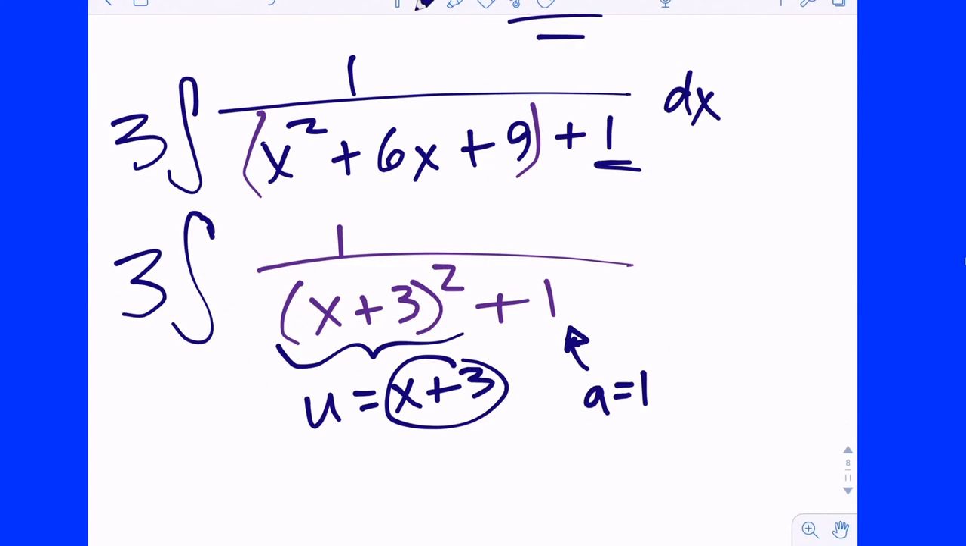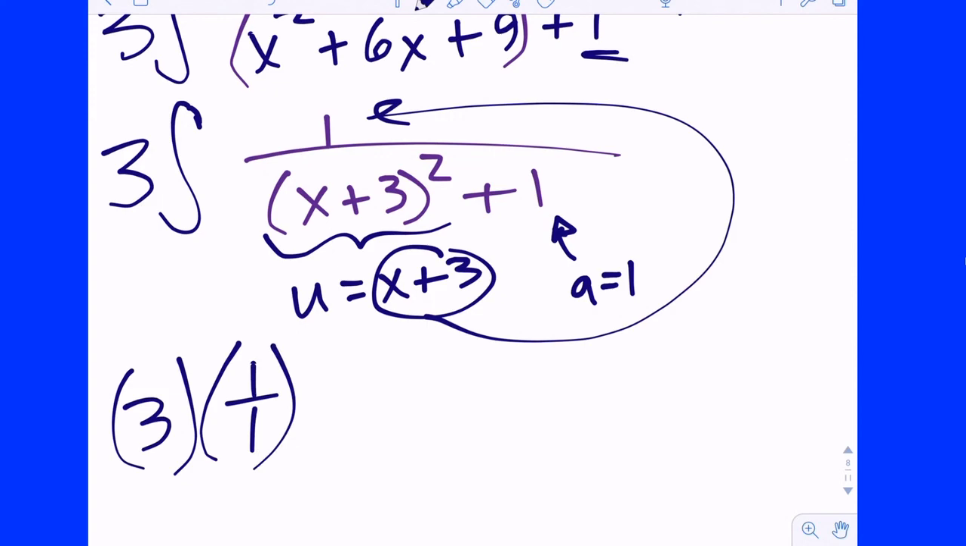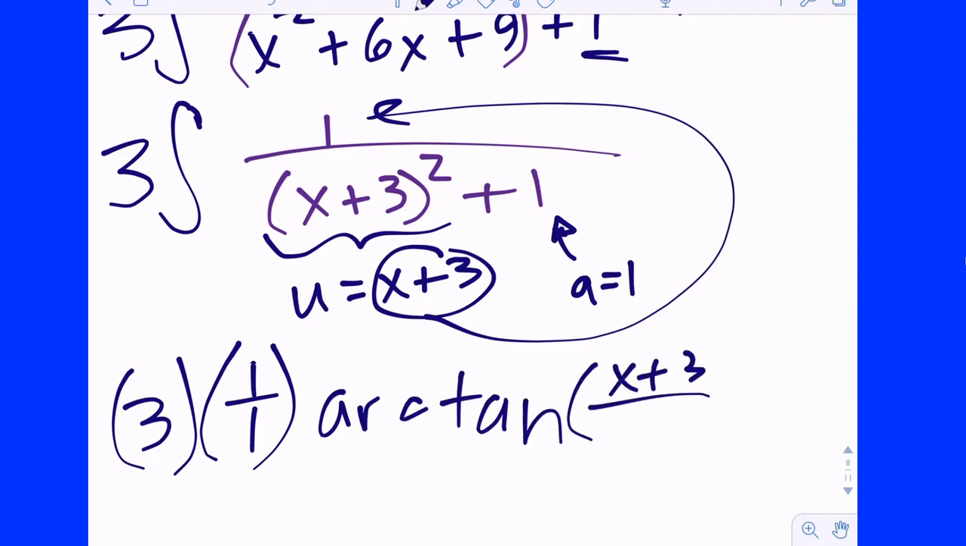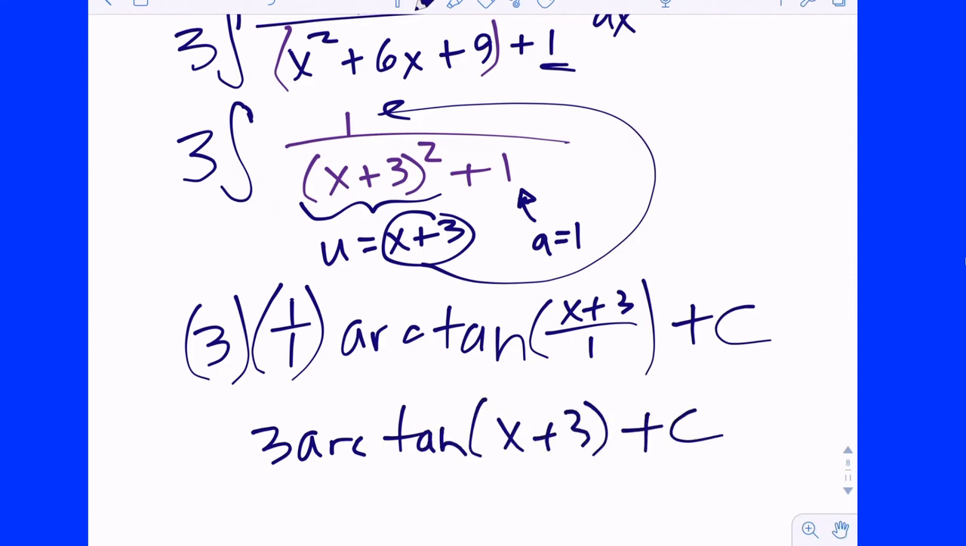Now, what's the derivative of x plus 3? 1. Are we off by anything? No. So 3 goes along for the ride. Do we have a 1 over a in front for arctangent? Yes, but when a is 1, you don't need to write it. But maybe for inventory purposes, so you know you didn't forget it, feel free to write it. No correction, so it's just arctangent of u over a, which is x plus 3 all over 1, again for inventory purposes, plus c. And of course, you can simplify that and make it a little prettier: arctangent of x plus 3, plus c.